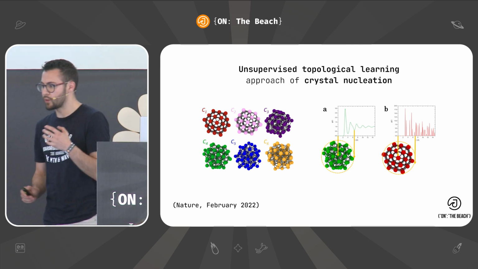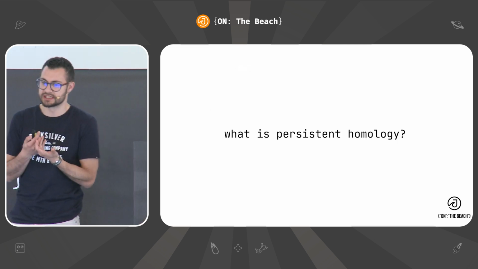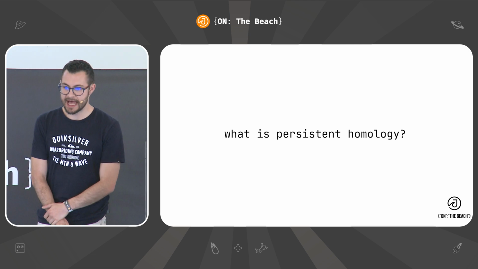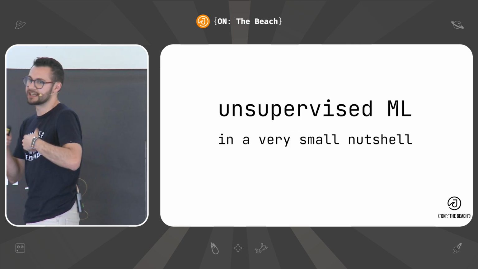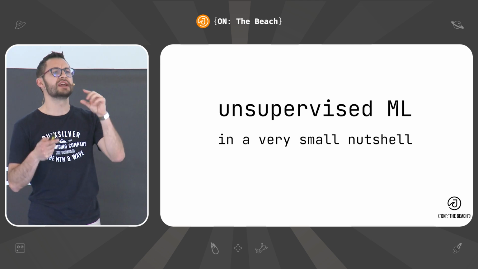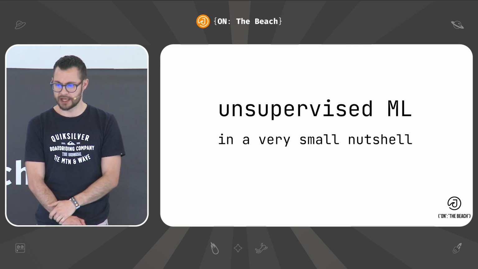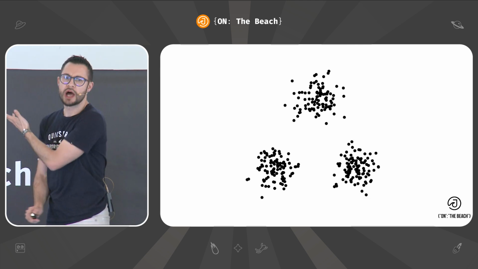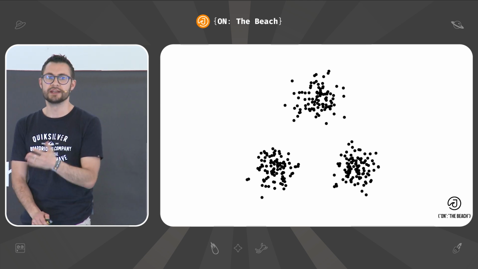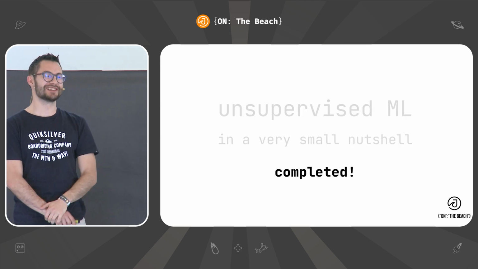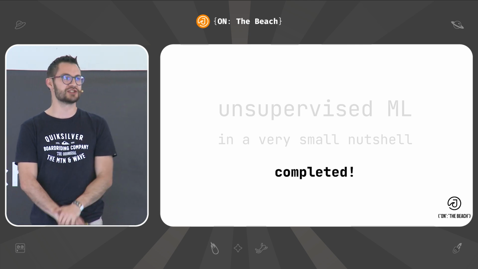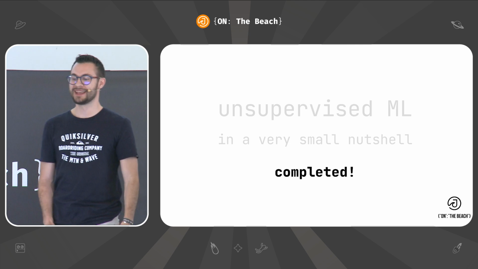So now we're ready for the second question, which is, well, what is actually persistent homology? And, well, let's start at the beginning. What is unsupervised learning? I will do a very, very quick review. So, how many groups, how many clusters do you see here? 3. Okay, nice. So, well, you know unsupervised learning. Congratulations, you did really well.